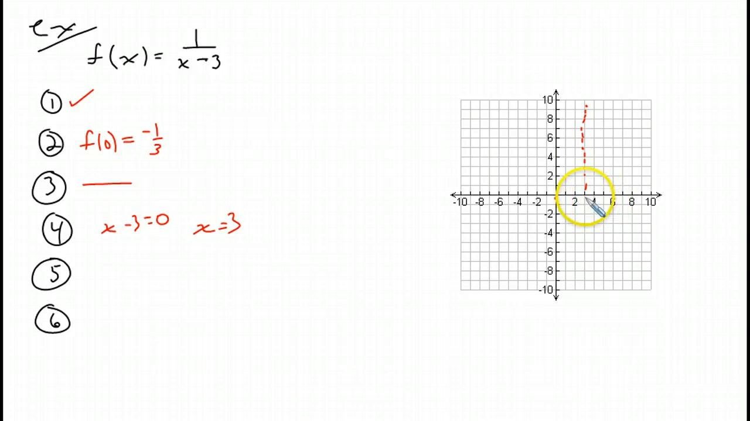Sorry, it's not very good, but it's supposed to be a straight dotted line. Yeah, that was a better side. Okay, so there's our vertical asymptote. Step 5 is to find our horizontal asymptote.